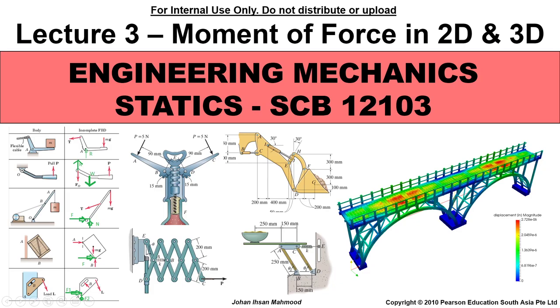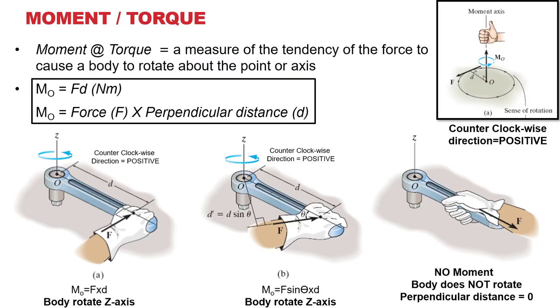So let's take a look at what moment is all about. Number one, moment is also sometimes known as torque. It's a measure of the tendency of a force to cause a body to rotate. The keyword here is definitely rotate, about a point or about an axis. That tendency of an object to rotate, we call it moment. Most of the time when we are dealing with shafts, we use torque, but for any rigid bodies, we use moments.